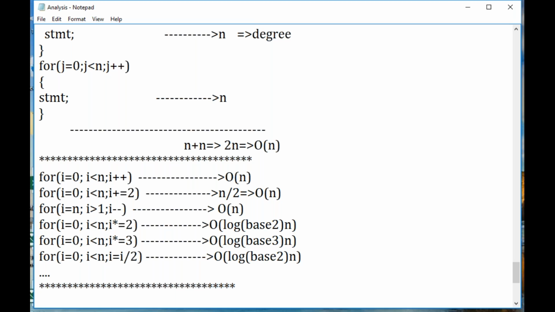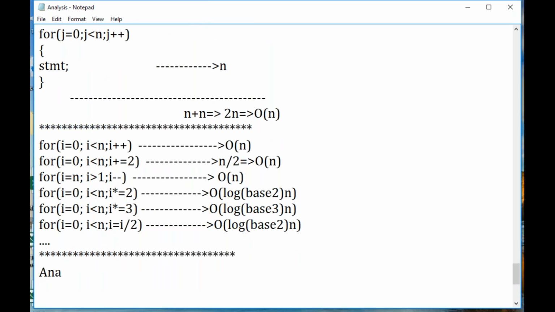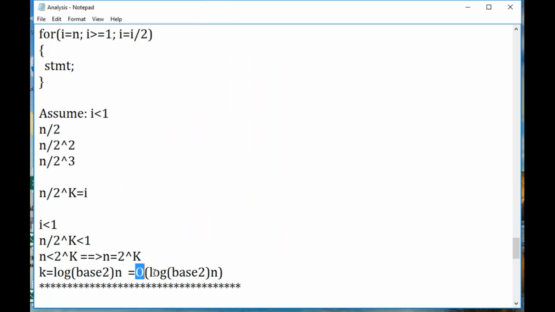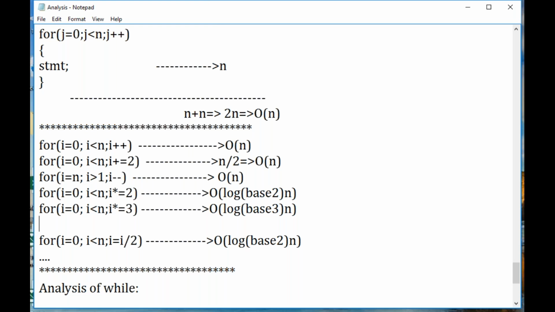Shall we go for the while loop, ma'am? Ma'am, what happened for I divided by 2? For I divided by 2, the order is same as I multiplied by 2, ma'am. Yeah, same order. It's not going to vary. This is what I mentioned here. You can notice we calculated it here, I guess. So either division or multiplication is going to give you the same order. Clear with this one?